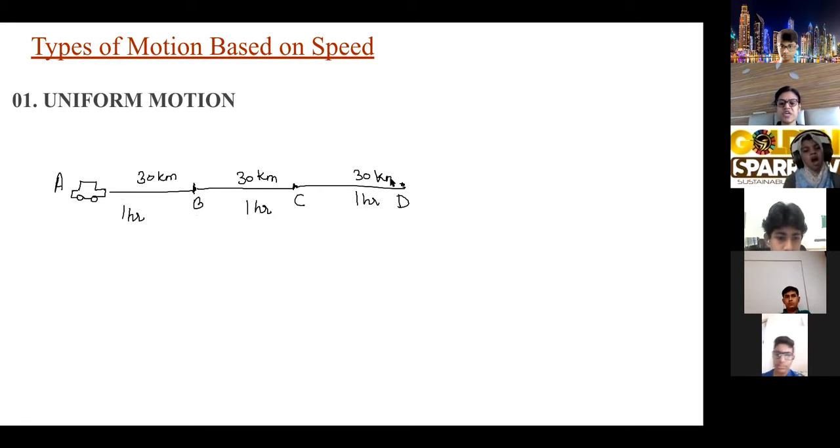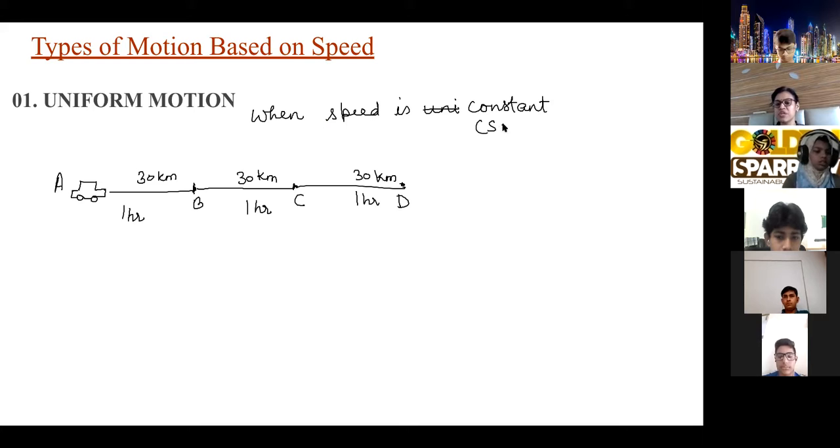So here we say that the speed of the car is 30 kilometers per hour, right? And you can see that whole journey, it will be 30 kilometers per hour only. So this is called uniform motion when the speed is constant. Constant means same. So when the speed is constant, the object is moving with uniform motion.